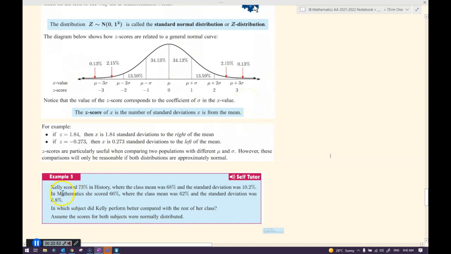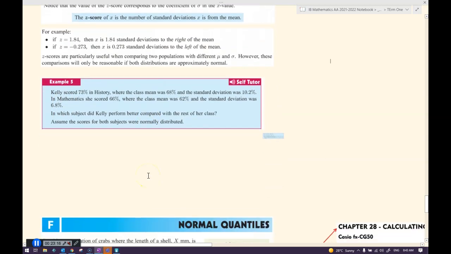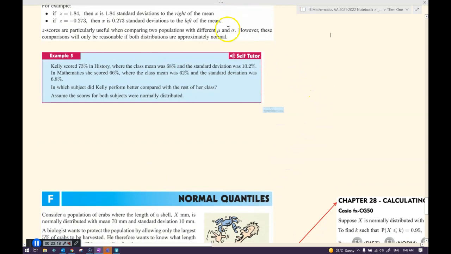Here we go. Kelly scored 73% in history, and the class mean was 68% with a standard deviation of 10.2. In maths, she scored 66%, so not as good as she scored in history in terms of raw score, but the class mean was only 62 and the standard deviation was 6.8. In which subject did Kelly perform better? So that's a really interesting question.